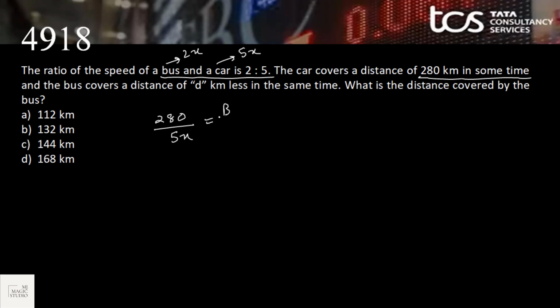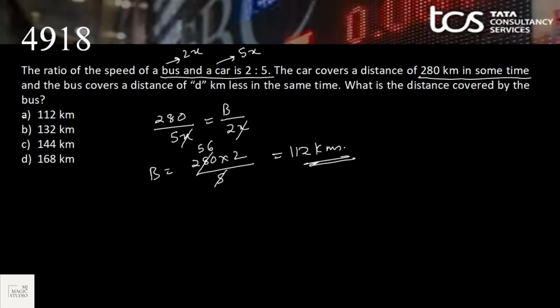Let the distance covered by the bus be b in the same time. And speed of bus is 2x. B equals 280 into 2 by 5. That is 112 kilometers. Distance covered by the bus is 112 kilometers, option A.